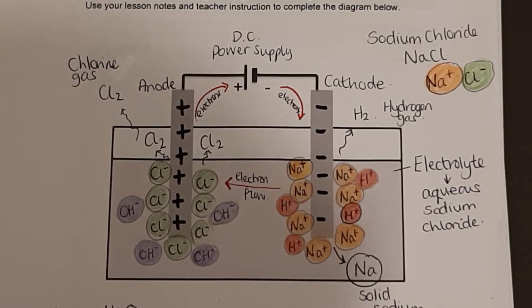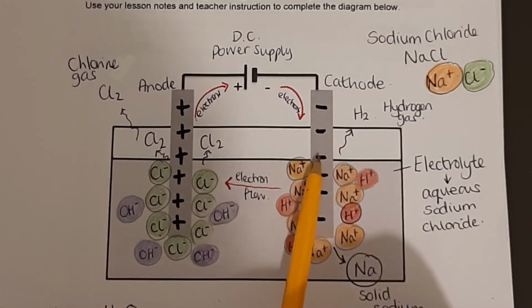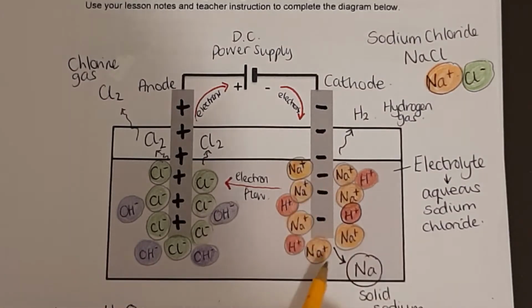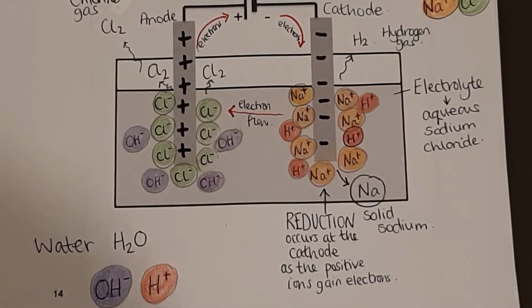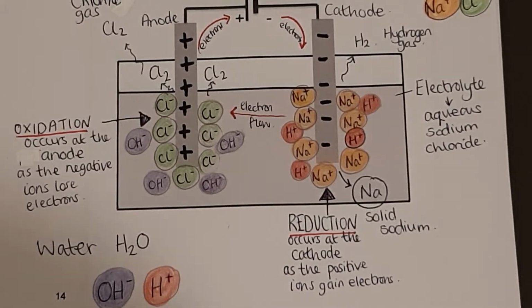Let's talk about reduction and oxidation now. We have oxidation and reduction occurring here. At the negative cathode, we have positive ions that are attracted to the negative cathode, and they are gaining electrons. So reduction is occurring here. We've written that reduction occurs at the cathode as the positive ions have gained electrons. If you want to write that down, please. And oxidation occurs here at the anode as the negative ions lose electrons.